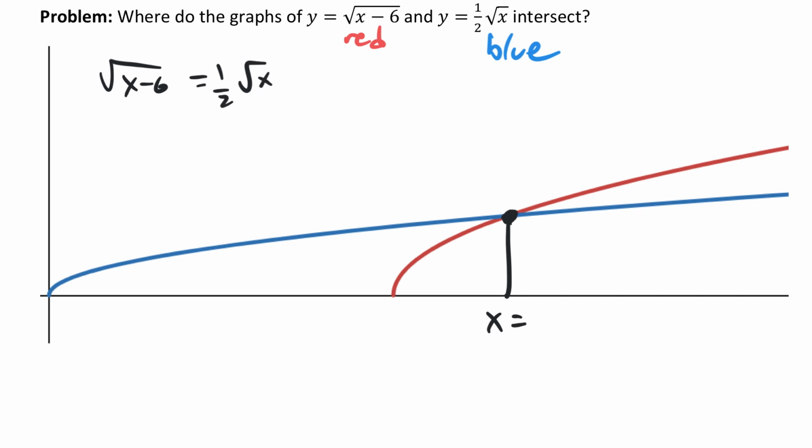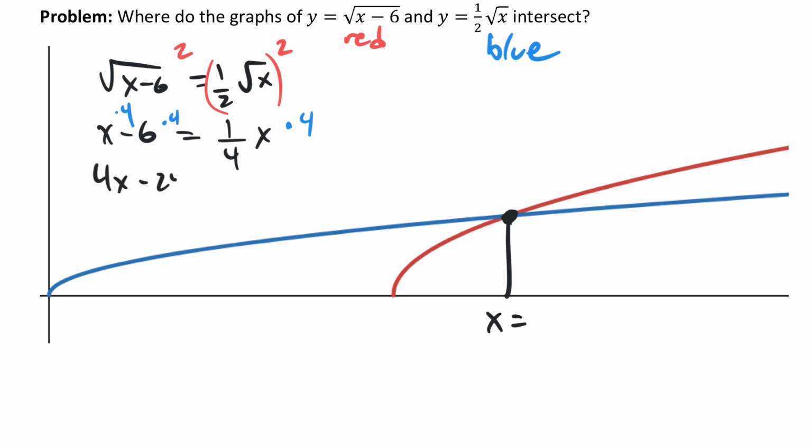Now we want to square both sides. So we're going to square here and square here. On the left side, it's easy. It's just x minus 6. But here, we have to square the 1/2 and the root x. So that gives you 1/4 times x. Now, I'm not a big fan of fractions, so I'm going to multiply everything by 4. It's going to be 4x minus 24 equals x.